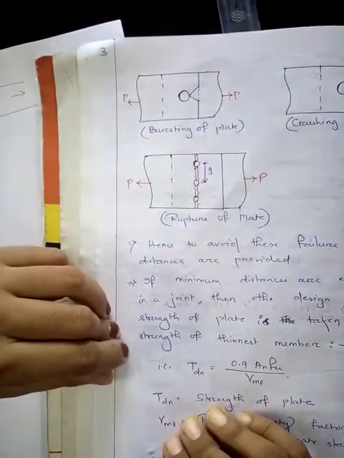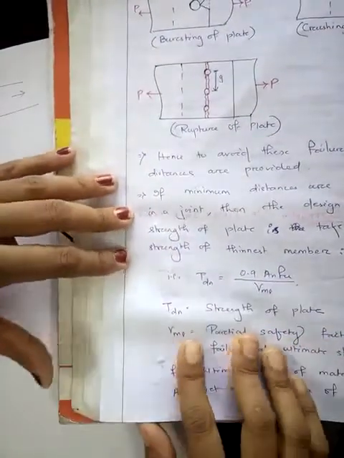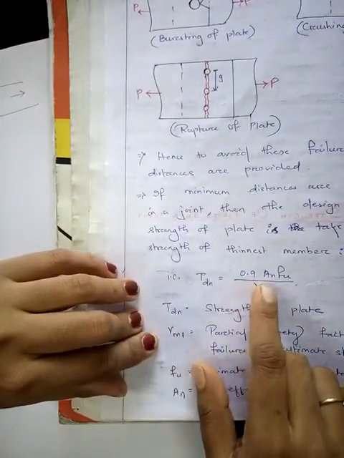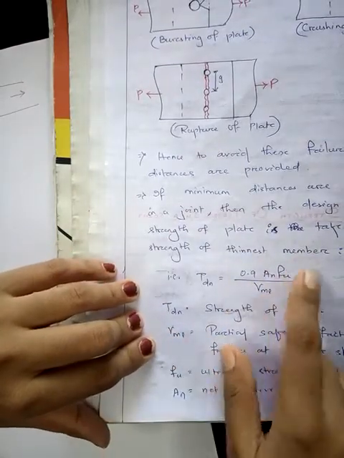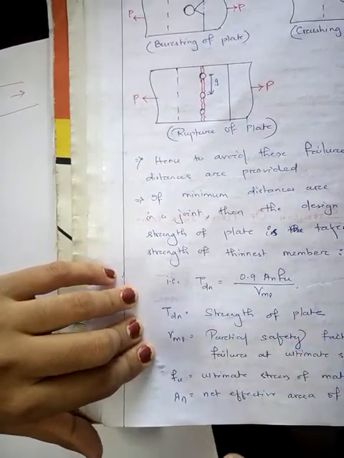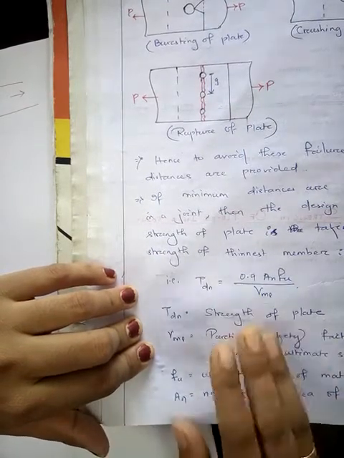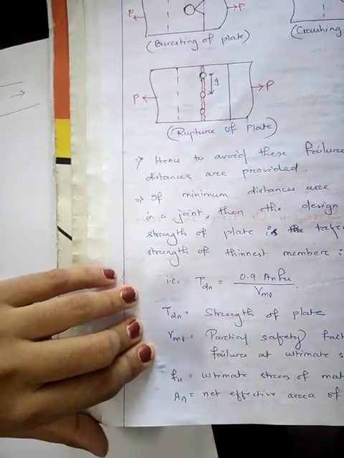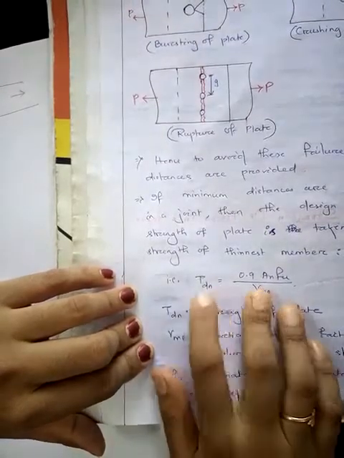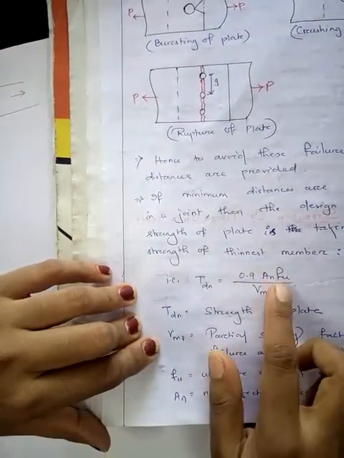So these are three types of failures, and to find out the strength of plate so that these failures will not happen, a formula has been given in the code book, and that formula is Tdn. Tdn means the strength of plate, which is equal to 0.9 An Fu by gamma m1. In design we always try to avoid failures, and for avoiding failures the member should have sufficient strength. For calculating strength, the code gives many formulas for every member, and this is the formula for strength of plate: 0.9 An Fu by gamma m1.